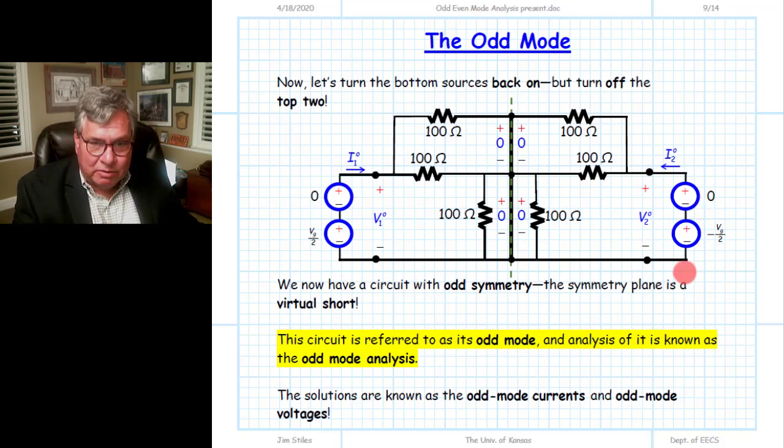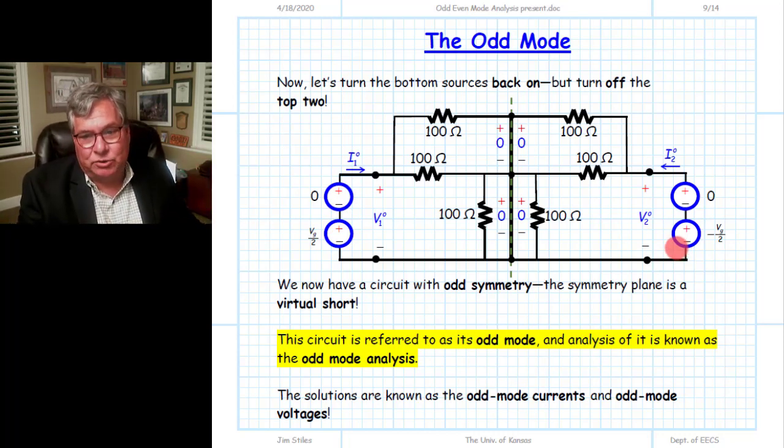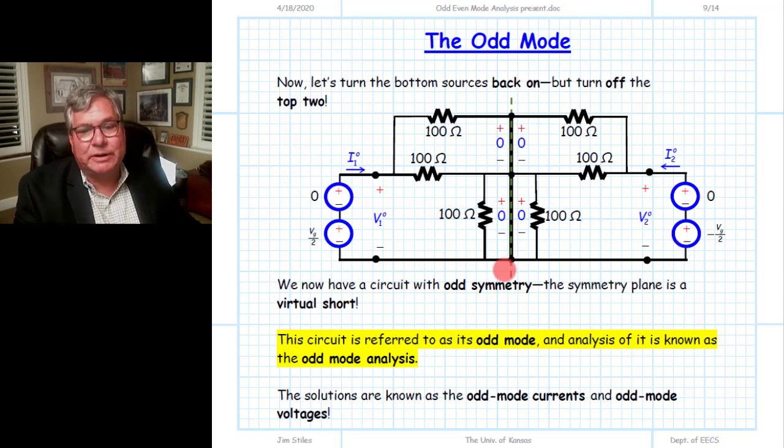Now we've created an odd mode symmetry. This voltage source and this voltage source have the same magnitude, but they are oscillating 180 degrees out of phase with respect to each other. Because the remaining circuit has bilateral symmetry, this plane of bilateral symmetry now becomes a virtual short, or a virtual ground. And we know the voltage across it is going to be equal to 0.